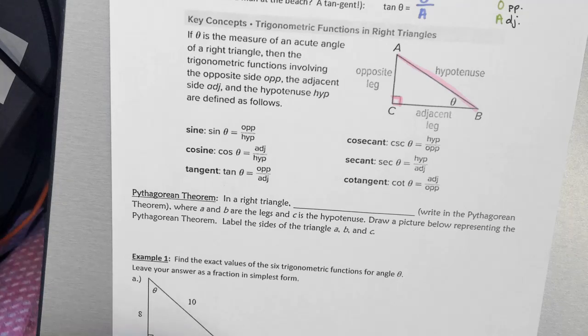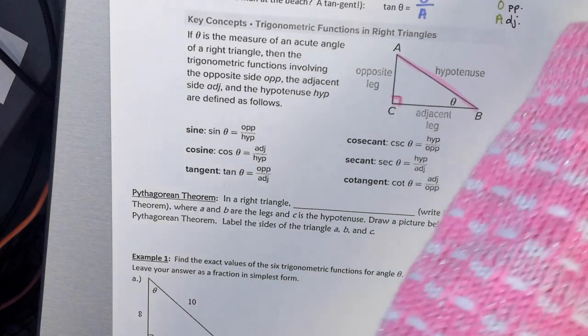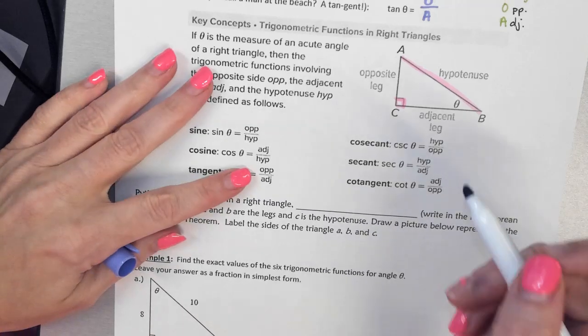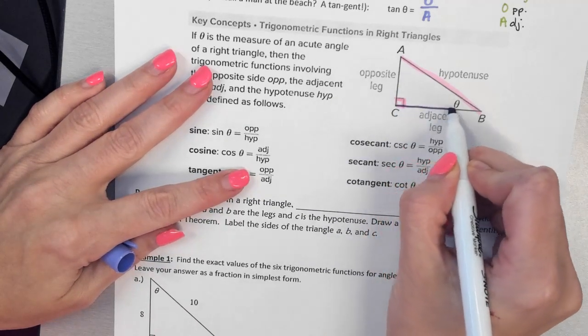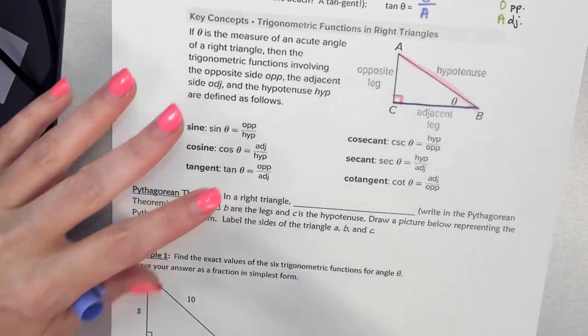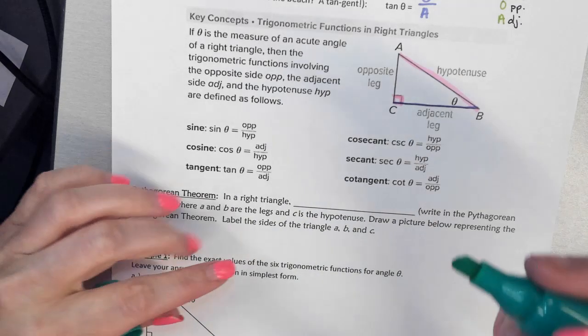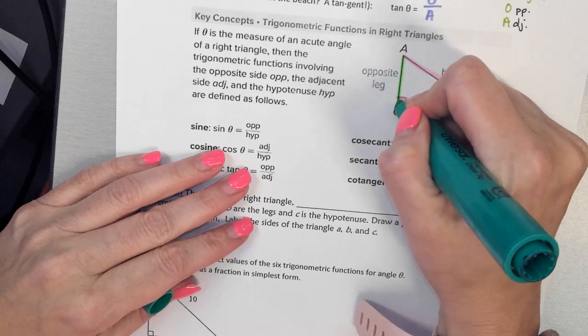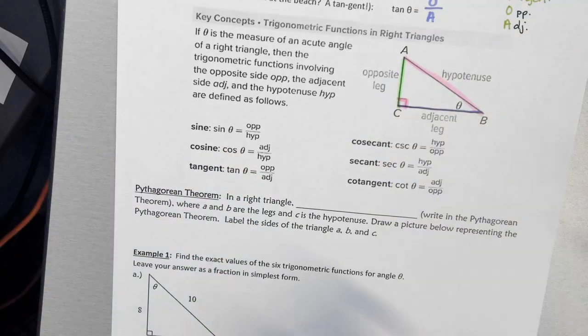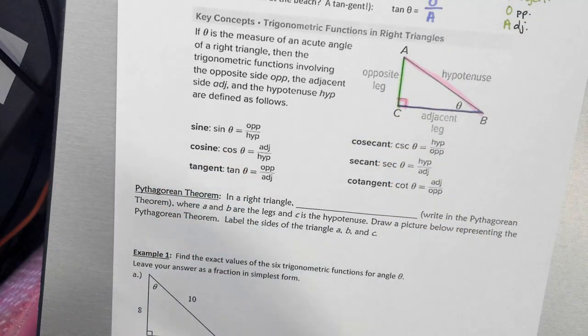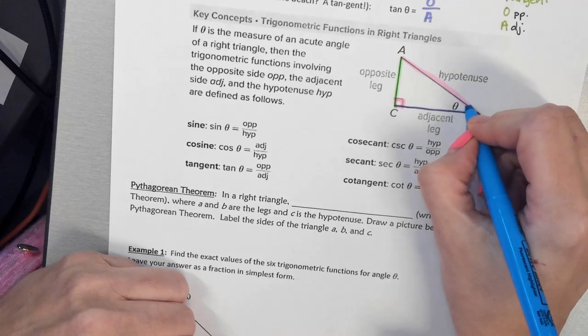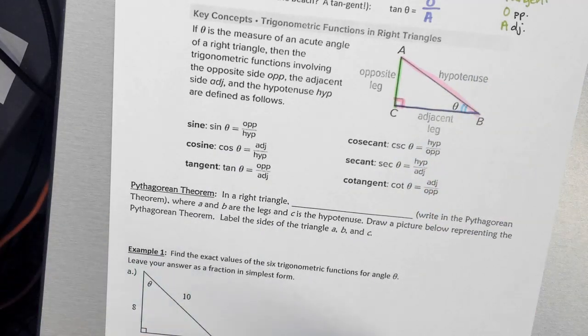Do you guys remember what adjacent means? Yeah, next to. So it is next to the angle, or it creates the angle. The opposite side does not touch that angle. So in this case, we have our value of theta, right here. So everything goes from that given angle.